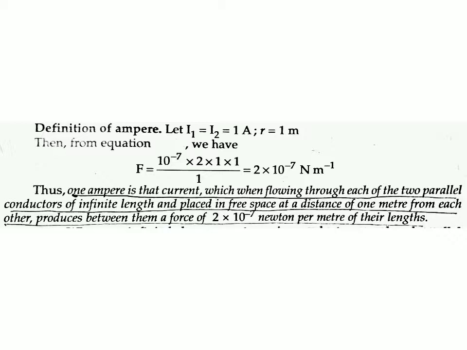So thus 1 ampere can be defined as that current which, when flowing through each of the two parallel conductors of infinite length placed in free space at a distance of 1 meter from each other, produces between them a force of 2 into 10 to the power minus 7 Newton per meter of their lengths. So that is the definition of 1 ampere.